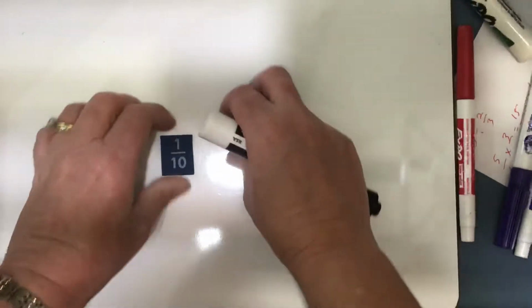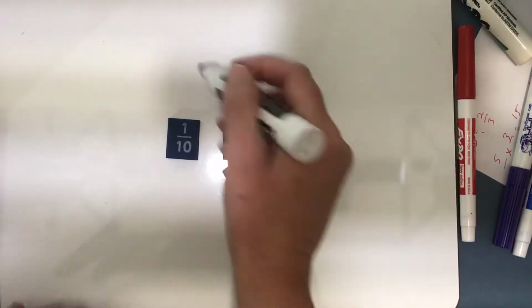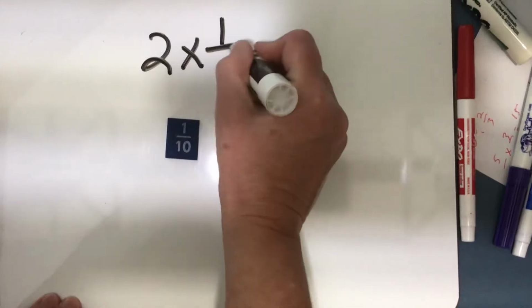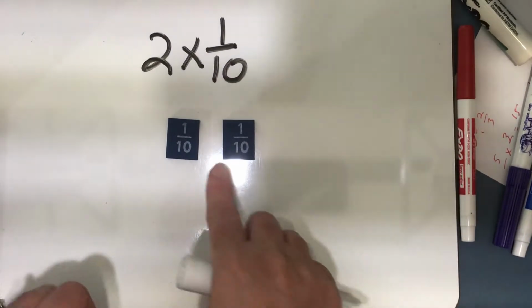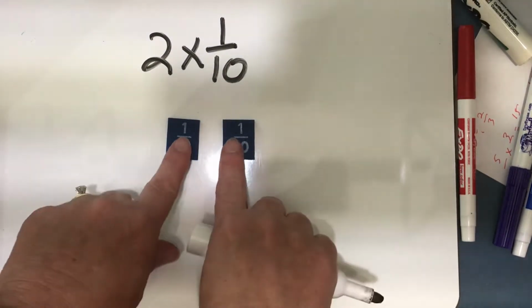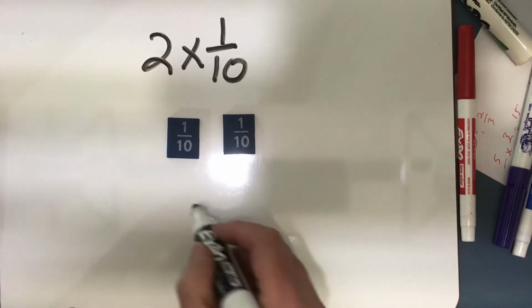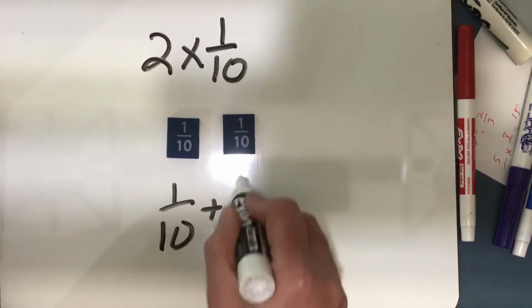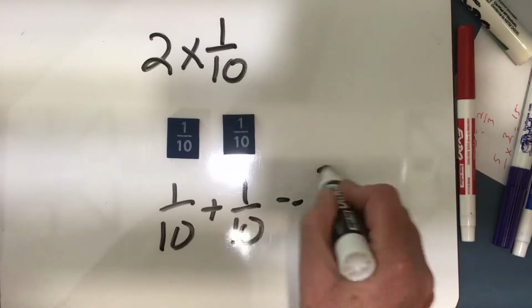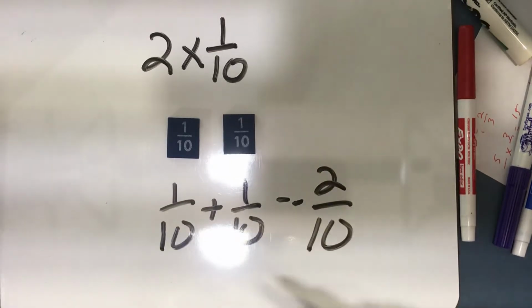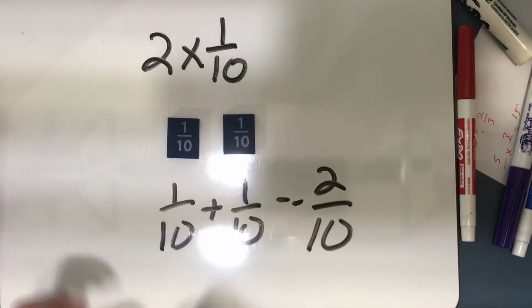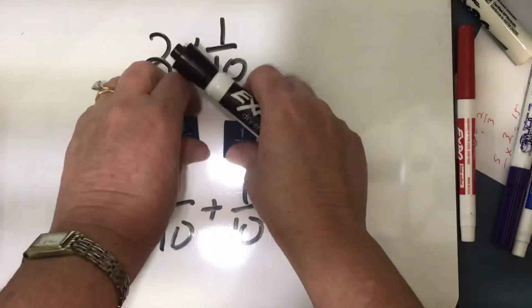Number 1 says 2 times 1/10. So here I have 1/10 2 times. If I write it as addition of unit fractions, I have 2 of them. So 1/10 plus 1/10, which equals 2/10. That's how I'd write 2 times 1/10 as a sum of unit fractions.